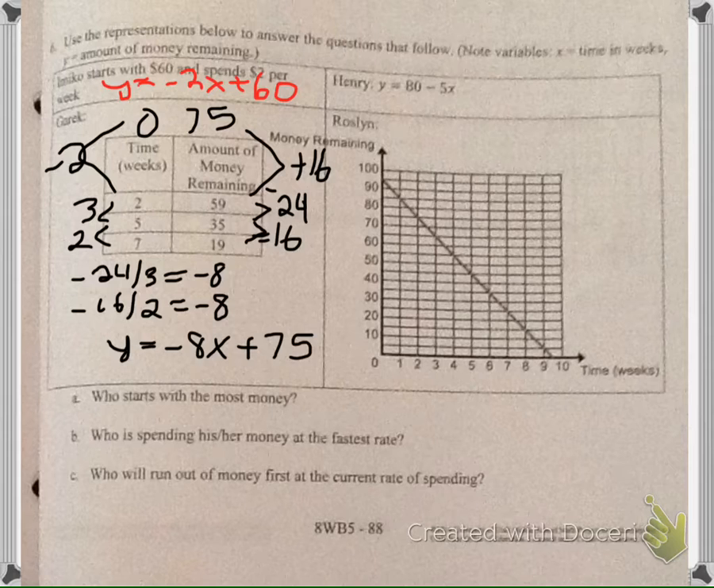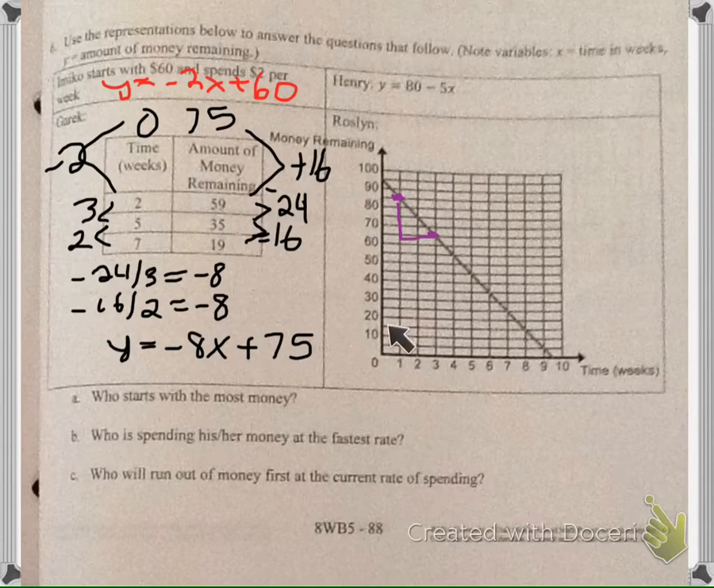Okay, so he spends $8 a week, and he started with $75. Now Henry started with $80, and he spends $5 per week. That's already given to us. And then Rosalind, we need to make an equation. And I'm going to go, it's really hard because it's so small, from here to here. Put in my slope triangle.